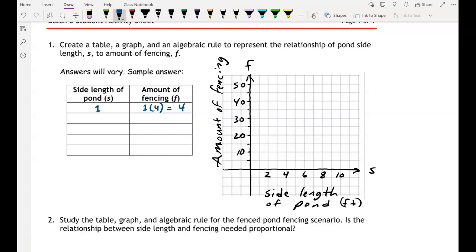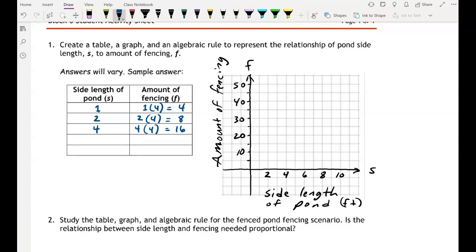If the pond had a side length of 2 feet per side, it's a square pond, every side is 2 feet, well then we'd have to have 2 feet multiplied by 4 sides of the pond. 2 times 4 is 8. Now let's take this up to, how about 4 feet? If the side of the pond is 4 feet, then we would need 4 feet multiplied by 4 sides, and 4 times 4 is 16, so we would need 16 feet of fencing.